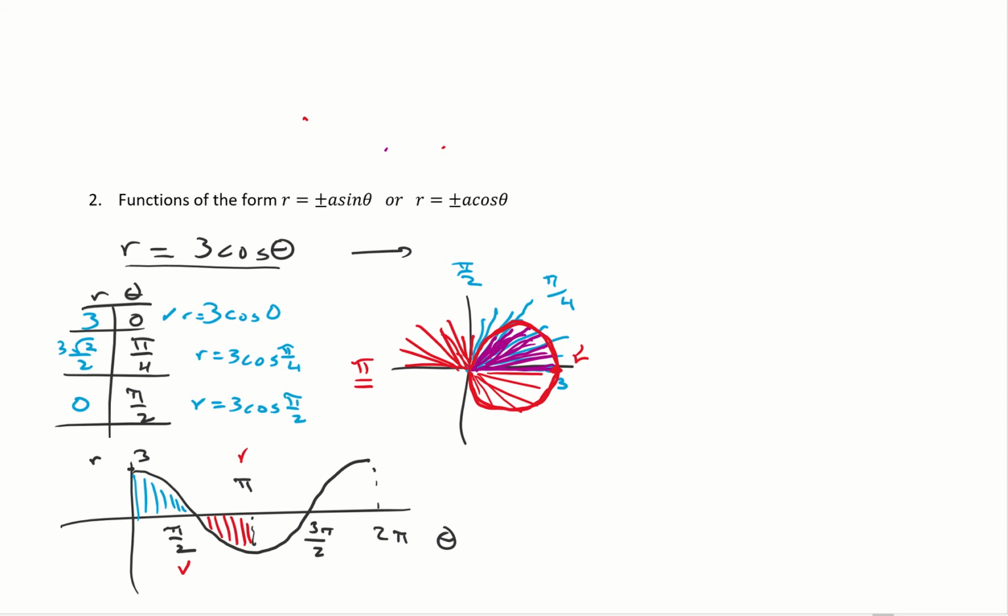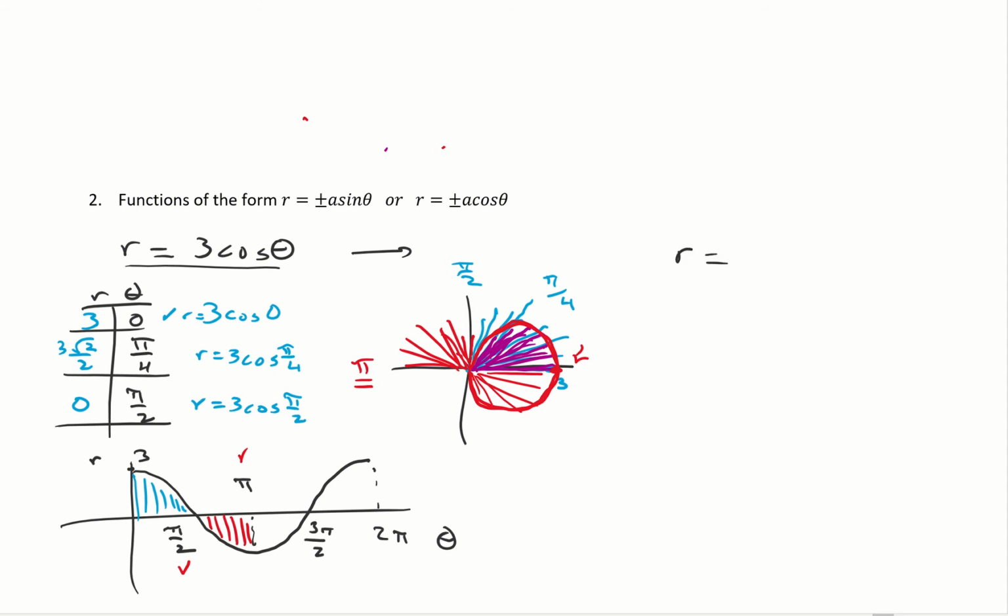You are positive in the positive direction. Theta goes from pi over 2 to pi. You go negative, and you've covered the entire circle. It is a circle, believe it or not. Are you sure it's a circle? Yes, I am. This is a show-your-work kind of thing that you do.